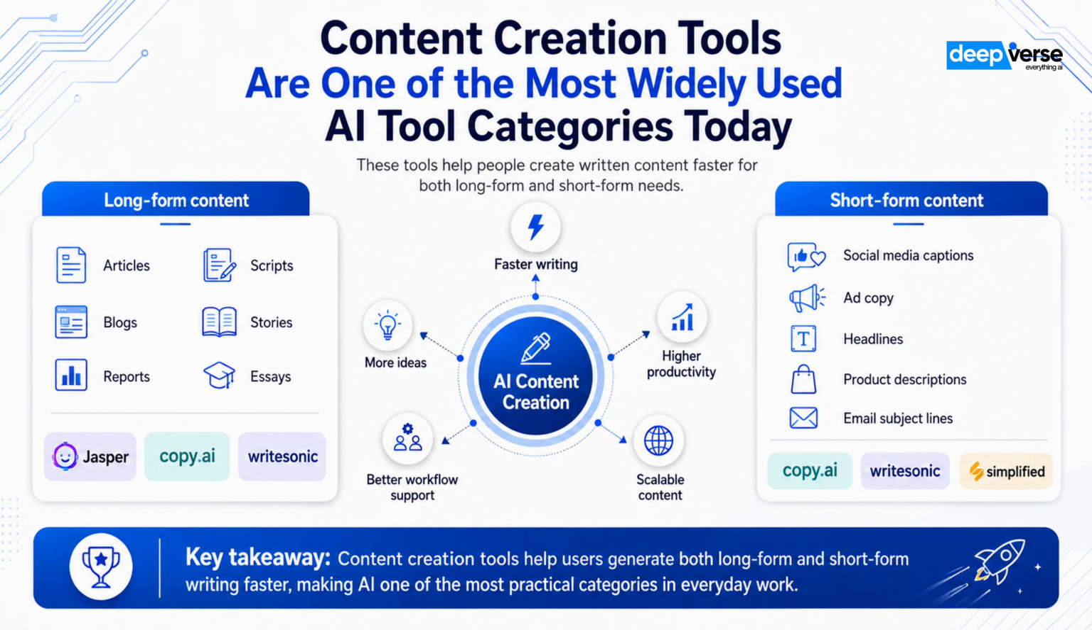For long form content like articles, blogs, reports, scripts, stories, and essays, the popular tools include Jasper, Copy.ai, and WriteSonic. For short form content like, say, social media captions, ad copy, headlines, product descriptions, and email subject lines, people widely use Copy.ai, WriteSonic, and Simplified.